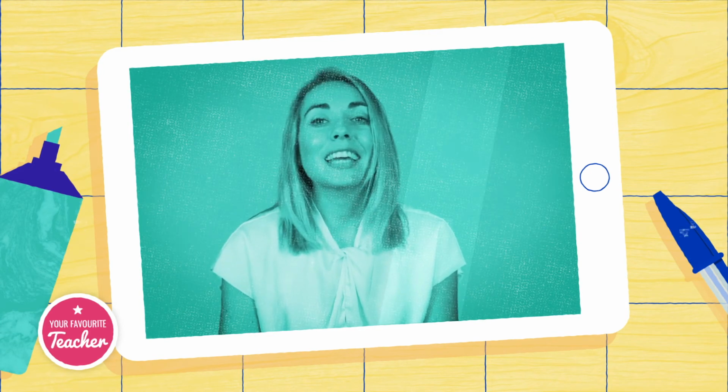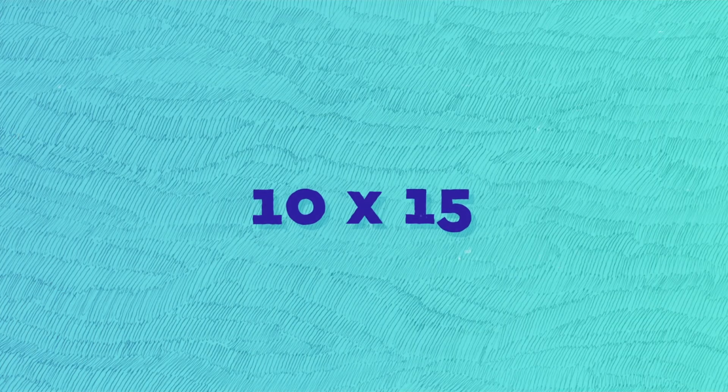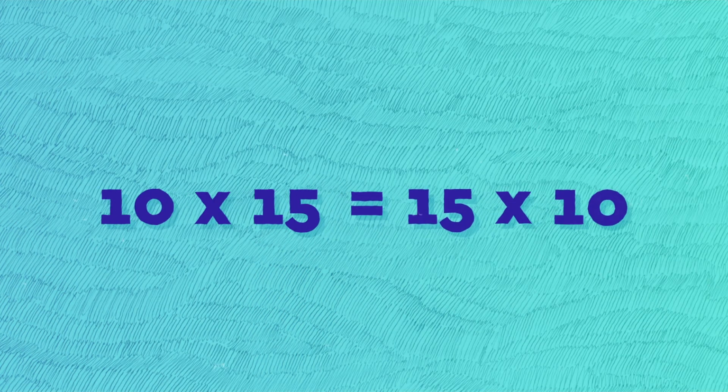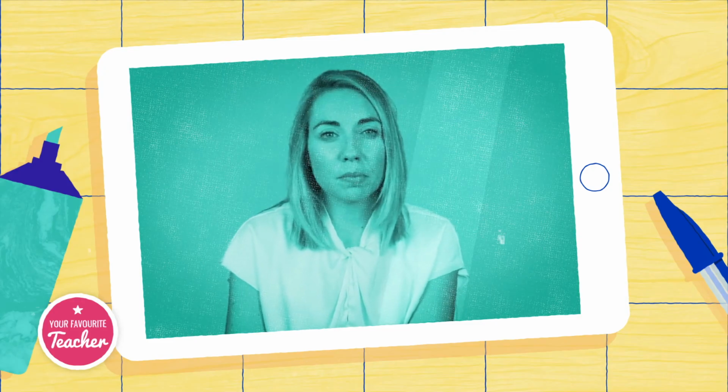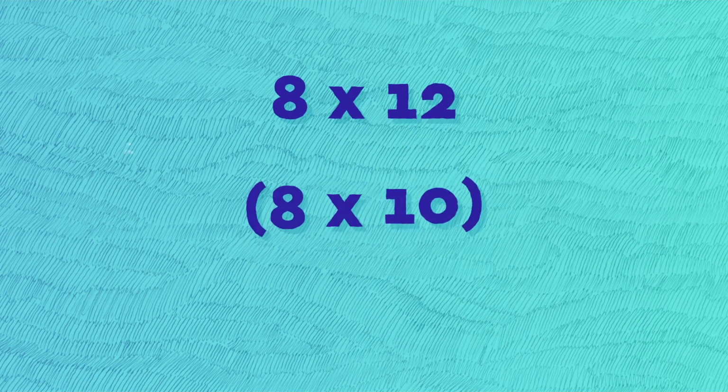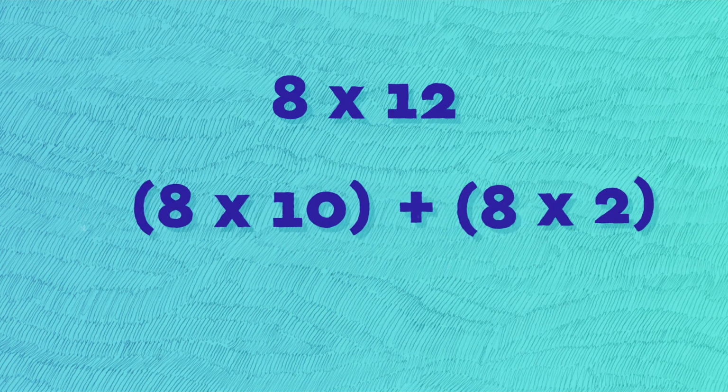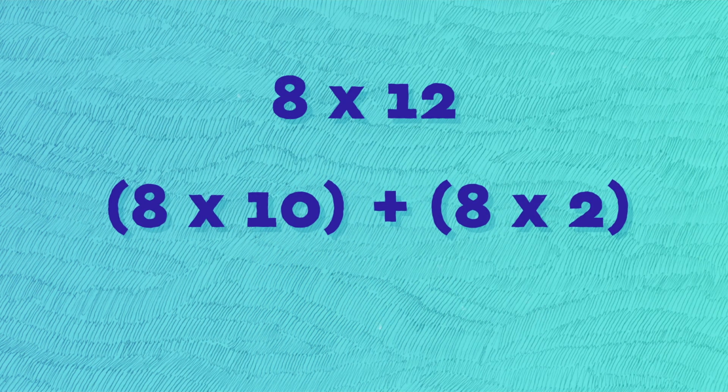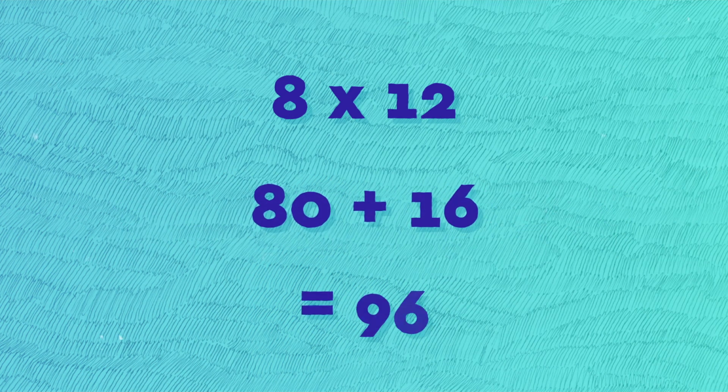A little trick for you. It doesn't matter which order you multiply in because the area is always the same. 10 times 15 is the same as 15 times 10. So do whichever one is easier for you. Equally, if you have something like 8 times 12, you could divide it into chunks. So you could figure out 8 times 10, which is easy, and then add 8 times 2. This way you break down the big numbers into smaller ones and you get to your answer easier.